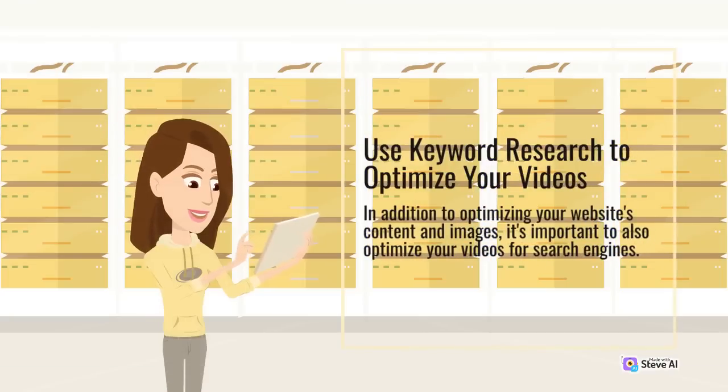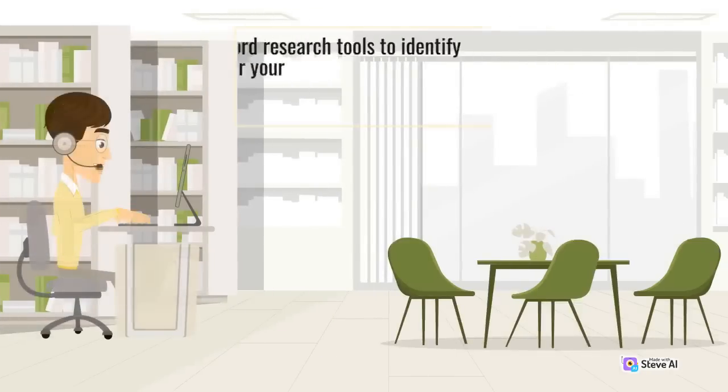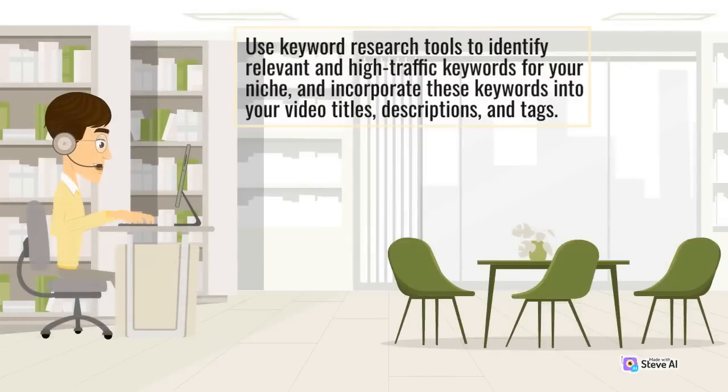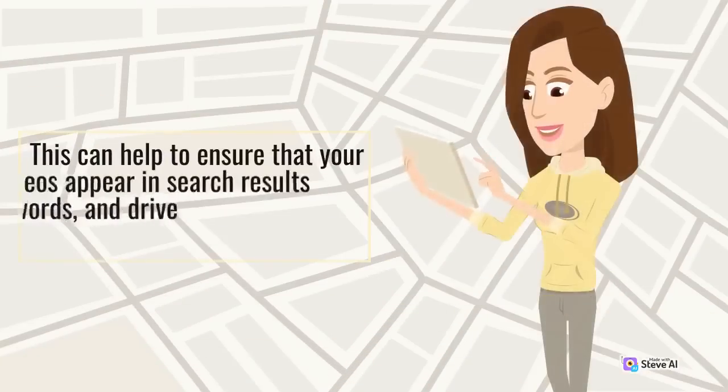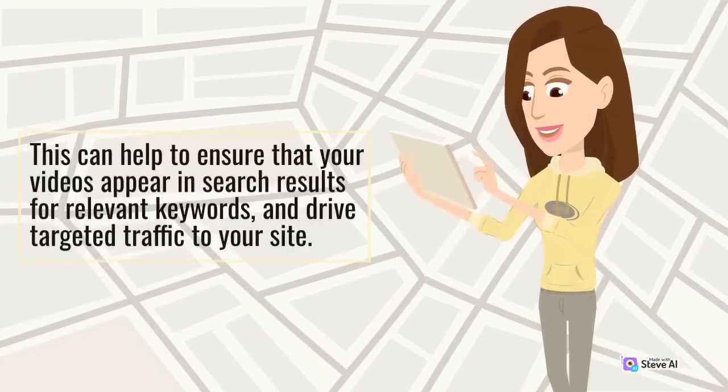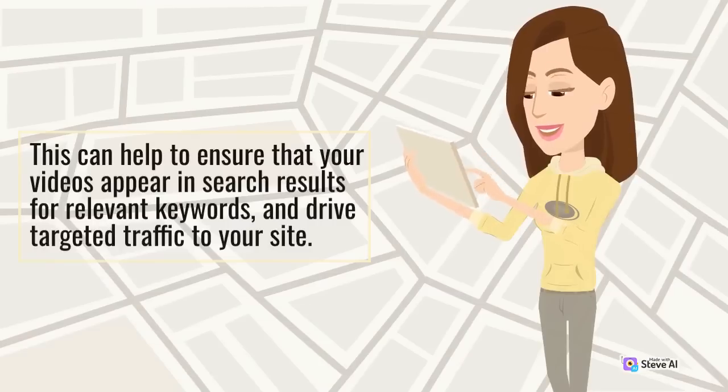Use keyword research to optimize your videos. In addition to optimizing your website's content and images, it's important to also optimize your videos for search engines. Use keyword research tools to identify relevant and high-traffic keywords for your niche and incorporate these keywords into your video titles, descriptions, and tags. This can help to ensure that your videos appear in search results for relevant keywords and drive targeted traffic to your site.